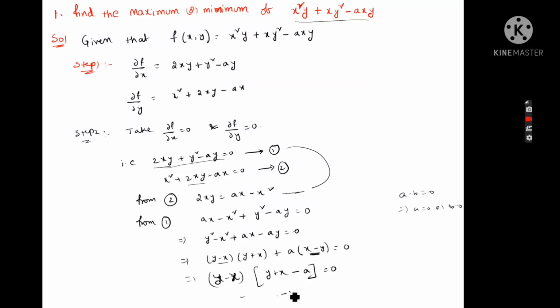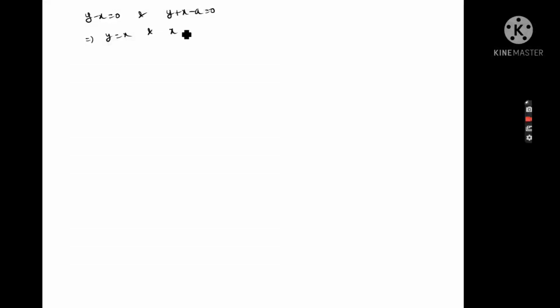So that implies y minus x equals 0 and y plus x minus a equals 0. In the next page, what we get here? y minus x equals 0 and y plus x minus a equals 0. That implies y equals x and x plus y equals a. I am taking a outside, x plus y equals a. Now by substituting, finally I get y equals x and x plus y equals a.